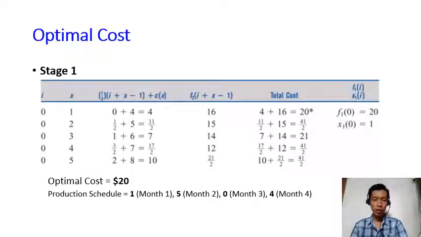So that was our optimal production schedule. And if we do the schedule, then we obtain the optimal cost equals $20, as you can see here. Okay, so that's the end of how we may use dynamic programming to solve the inventory problem.